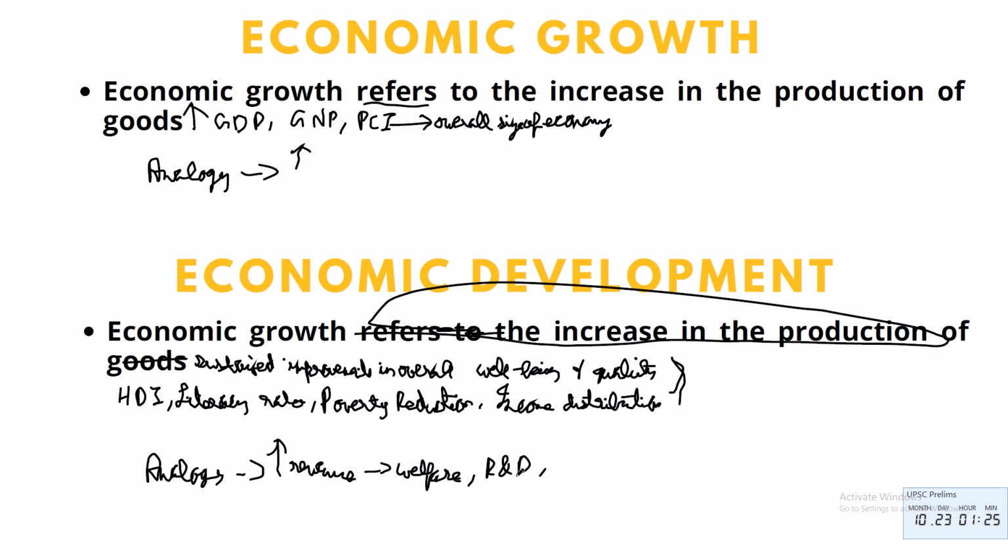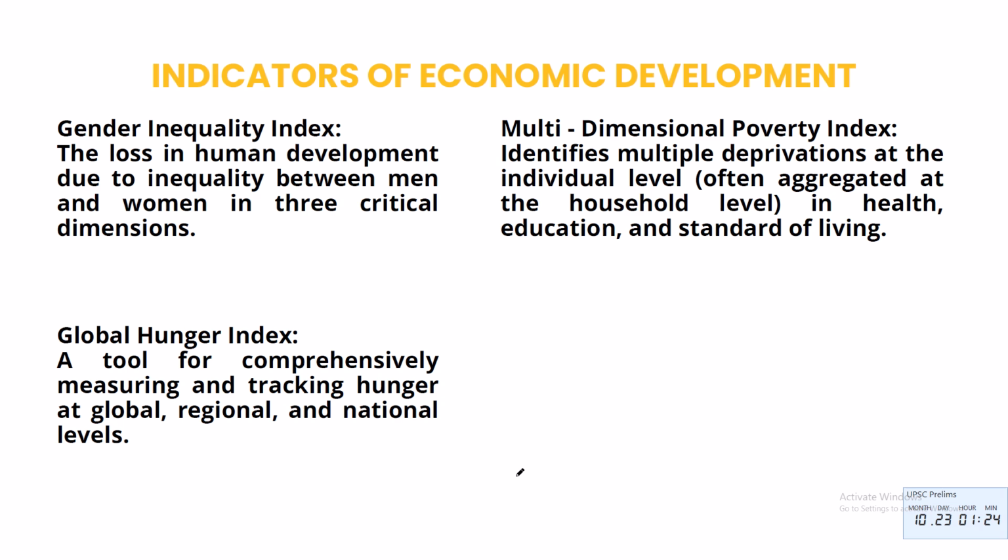See, growth refers only to production, but economic development refers to the entire aspect: social aspects, environmental aspects, and institutional aspects, all brought together bring in economic development. So hope you guys understood what is economic growth and economic development. Now let's look into indicators of economic development.